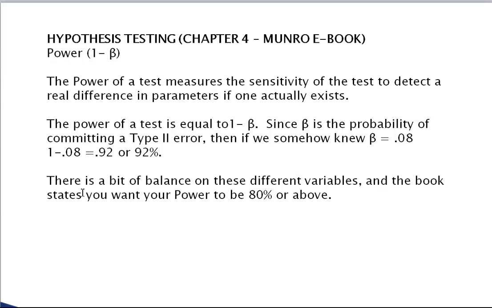There is a bit of balance on these different variables, alpha, beta, power, and the book states that you want your power to be 80% or above. So that's good to know. I just kind of know this. You don't have to know all the details on power. It's kind of out there, and we don't go into it that much.